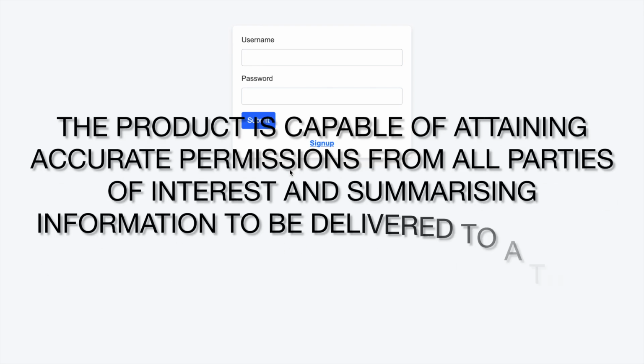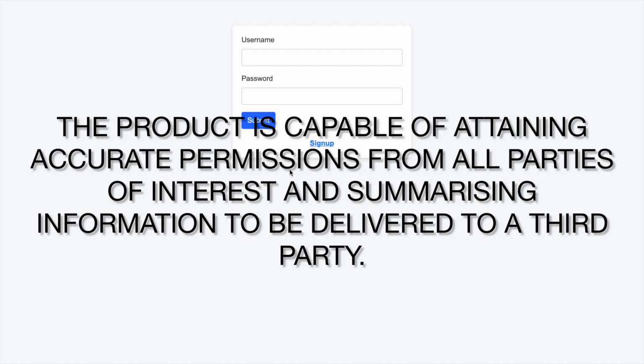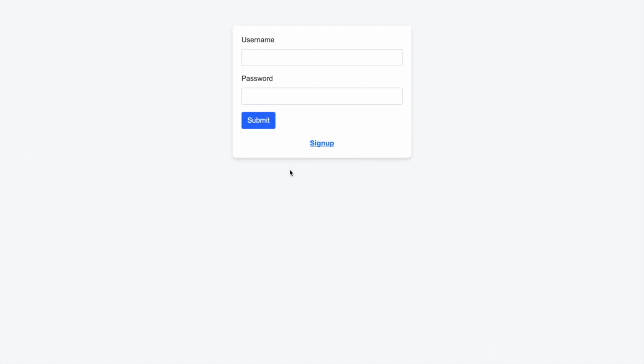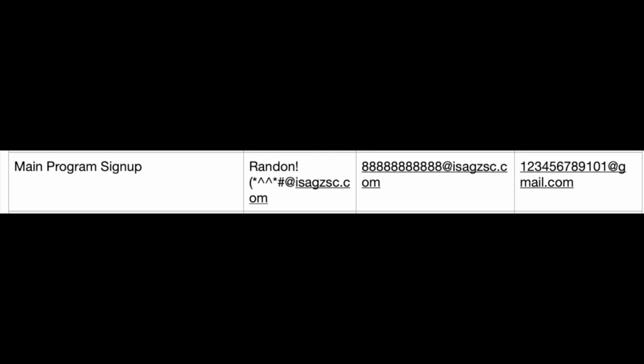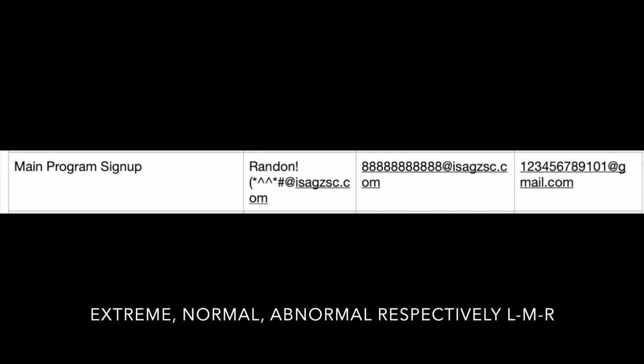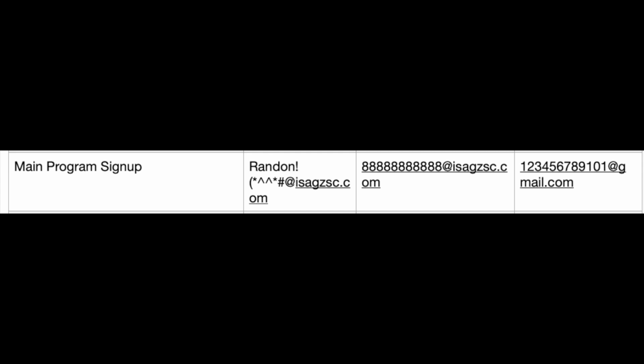The user requirement was that the system is capable of attaining accurate permissions from all parties of interest, and summarized information can be delivered to a third party. So, to meet this requirement, I created multiple user groups: students, teachers, parents, and coordinators, of which coordinators is preset as my client, and the rest can be signed up onto. So to demonstrate the ability for one to sign up, I have created normal, abnormal, and extreme data. Now let's conduct a test.